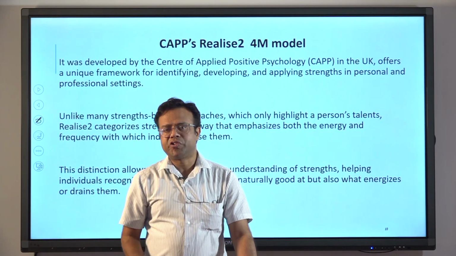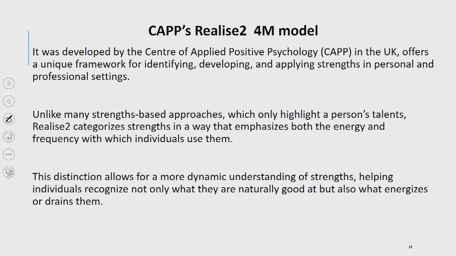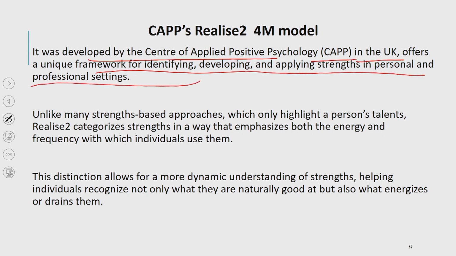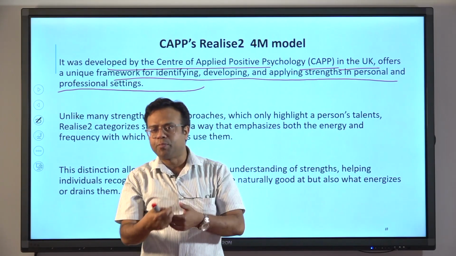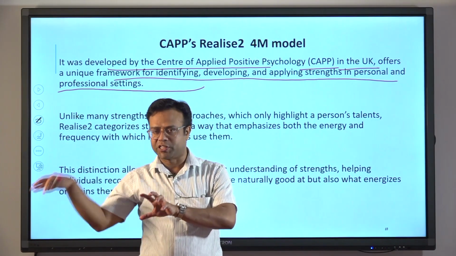The CAPP's Realise2 4M model was developed by the Center for Applied Positive Psychology, in short called CAPP. That means Center for Applied Positive Psychology in the UK. It offers a unique framework for identifying, developing and applying strengths in personal and professional settings. So this is an approach which can be applied both in personal life as well as in professional settings.